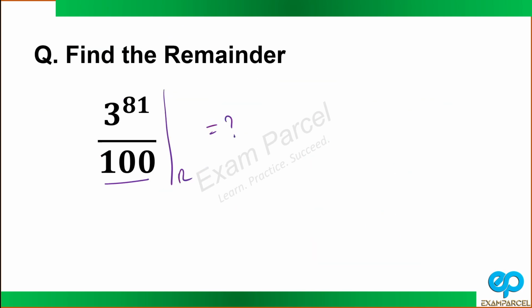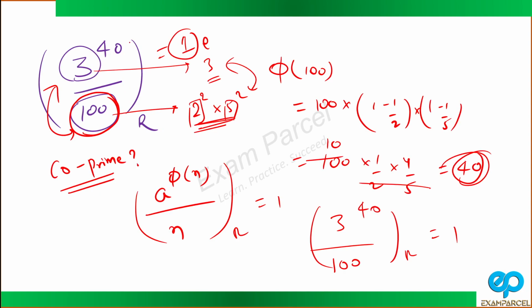Now let's look at this question now. Now here if you notice, the power involved is not the phi of n, but this is closer to some multiple of 40, right? 40 into 2, 80 plus 1. So can I rewrite this in the form of 3 raised power 40? Why? Because this will give me remainder of 1. So I can raise it to as much high as power as I want, right?